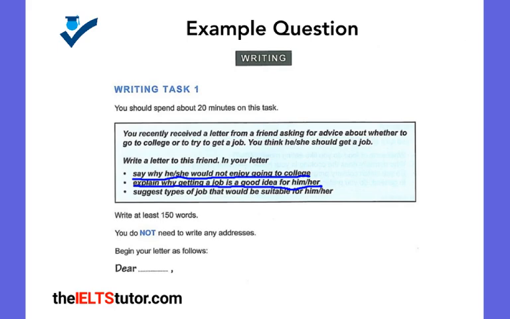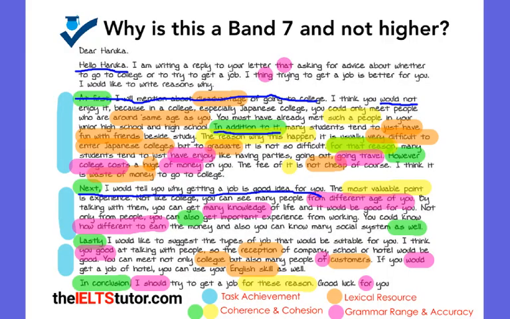As I will show you on the next part of the lesson, where you will see an example answer, which is an improvement from the one that we're looking at right now. Okay, so there's no need for you to repeat the bullet points in your paragraph. You can see that the writer is doing the same thing. Lastly, I would like to suggest the types of job that would be suitable for you.